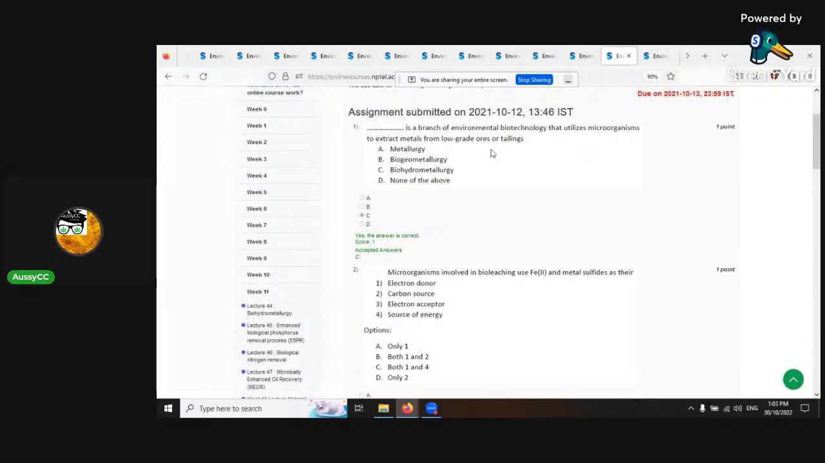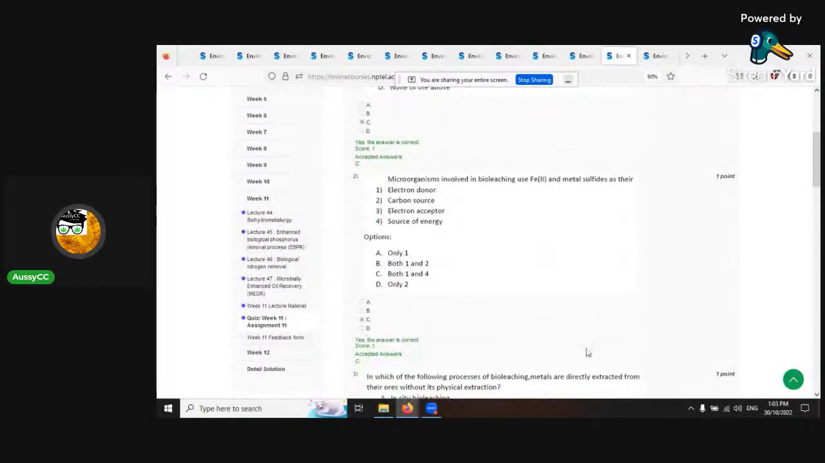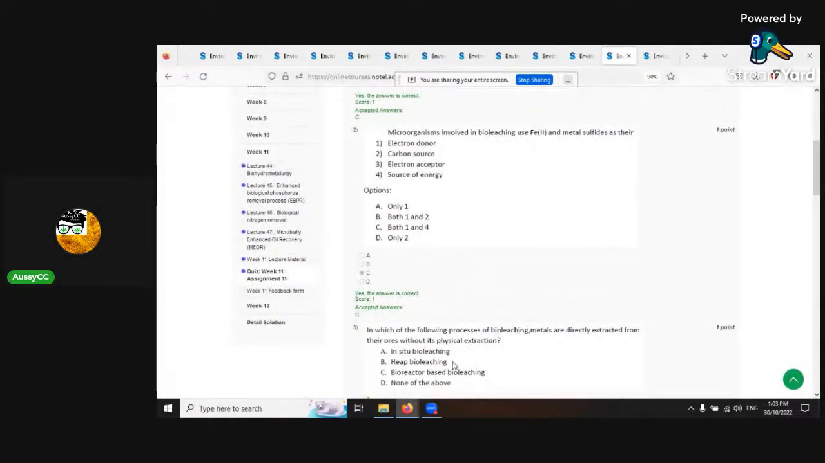Is a branch of environmental biotechnology that utilizes microorganisms. C. Microbes involved in bioleaching use ferric and metal sulfides as their, no, acceptors. They don't accept. They transform sources. Yes, these are as energy. 1 and 4. C. In which of the following processes of bioleaching are metals directly extracted from their ores without physical extraction? It's got to be on site. So on site is in situ.